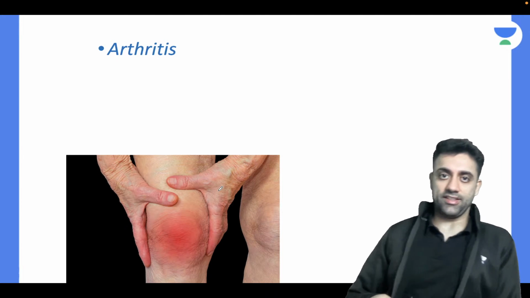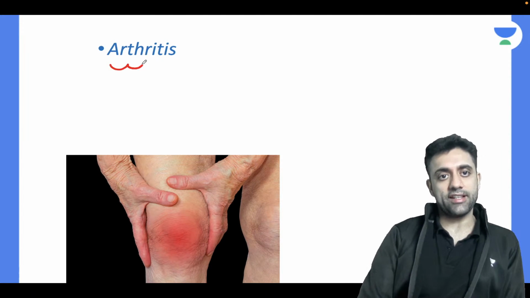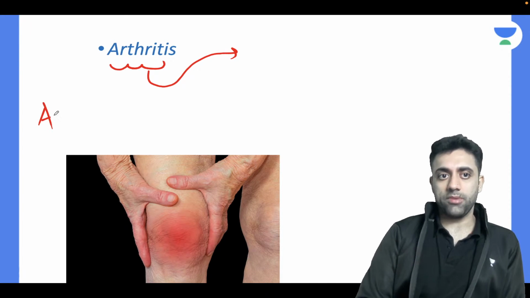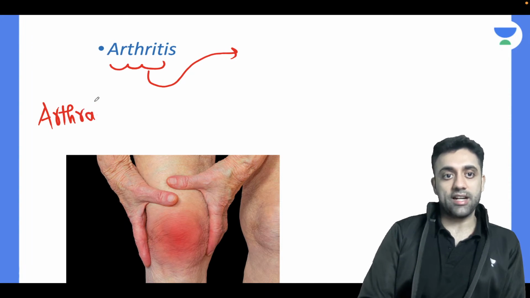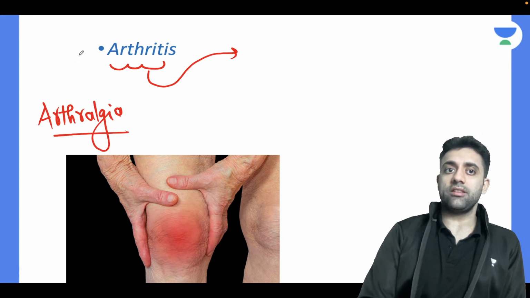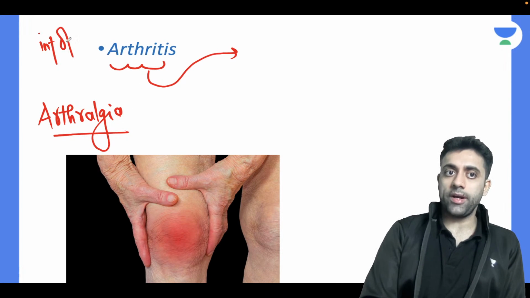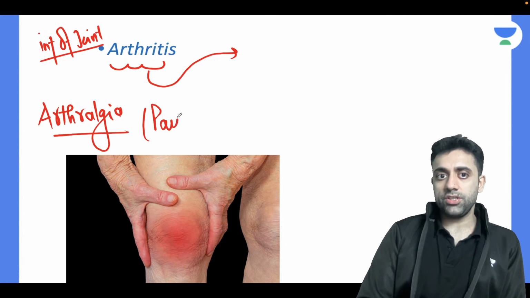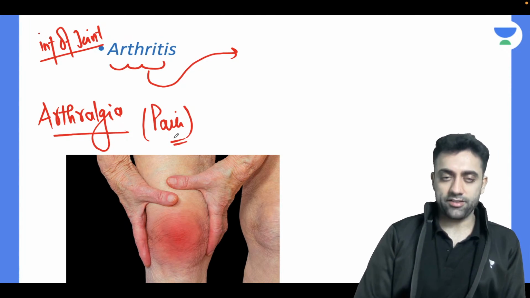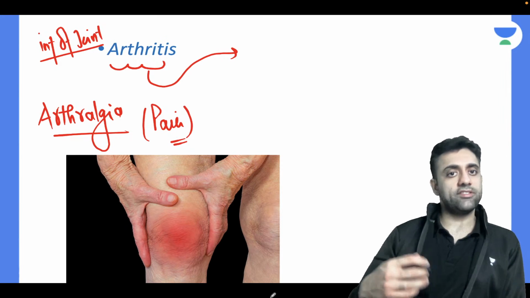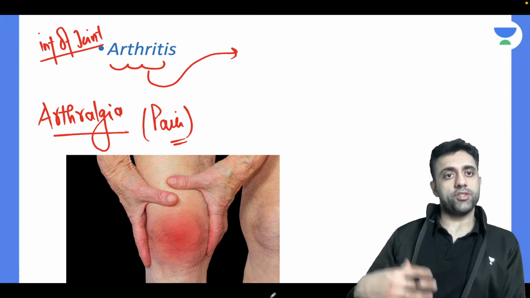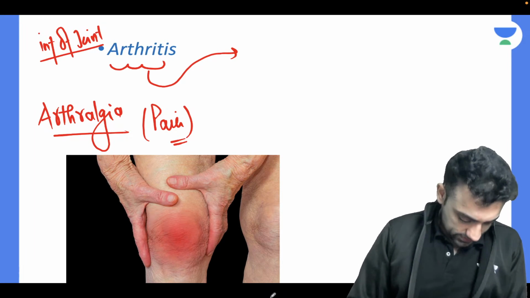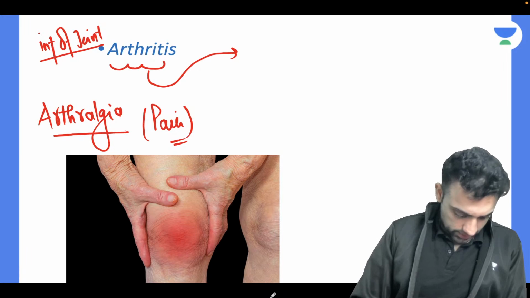Now arthritis. Very important. Now who will tell me, question number one: what is arthritis? What is arthralgia? We all know that arthritis is nothing but inflammation of the joint, yes or no? And arthralgia is nothing but joint pain. Just joint pain is arthralgia. And in arthritis you will have the local rise of temperature, pain, stiffness of joints, inflammation, all those things, right? Yes, okay, fine.